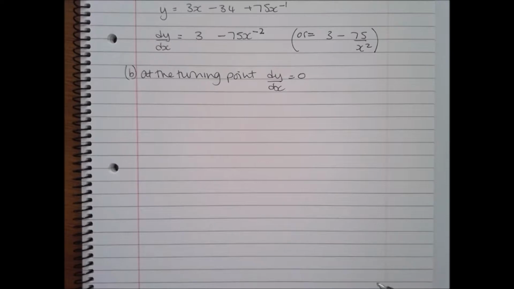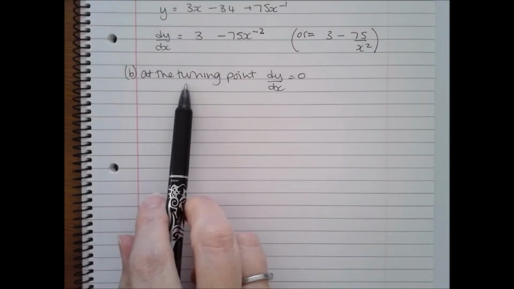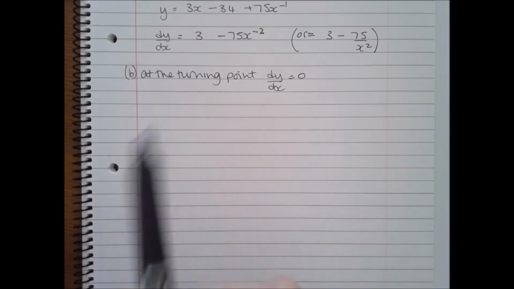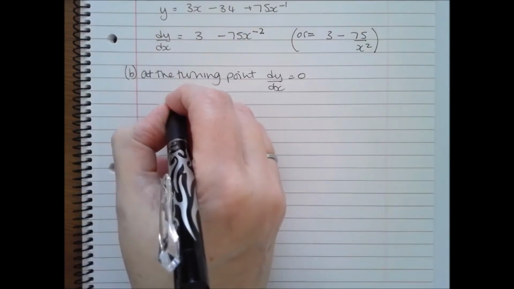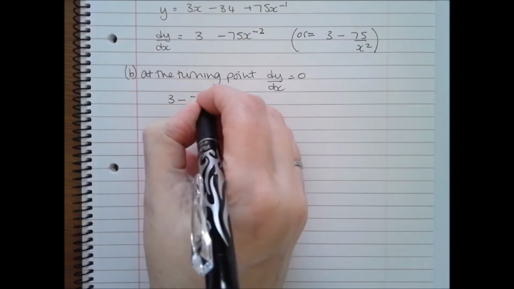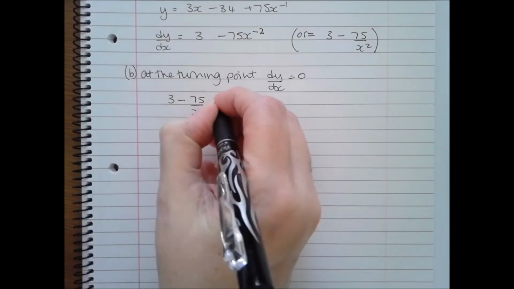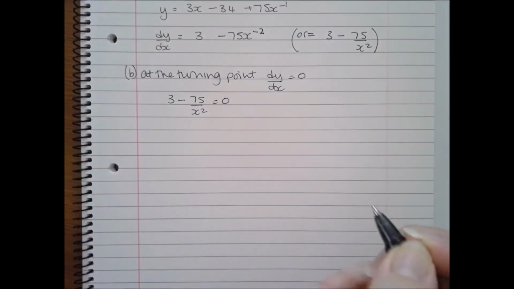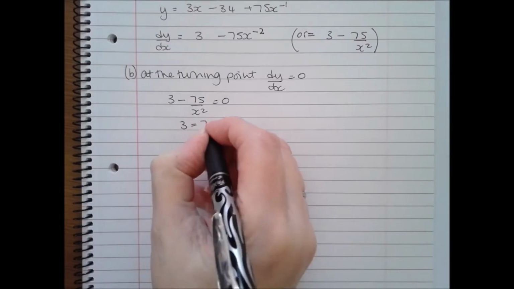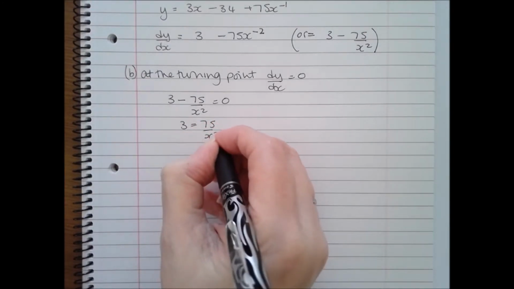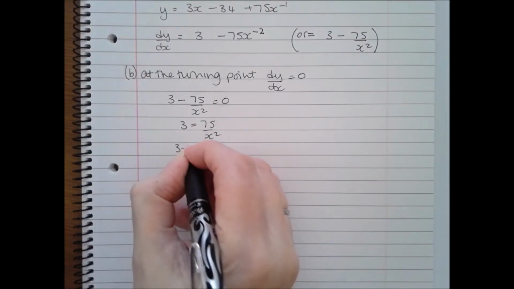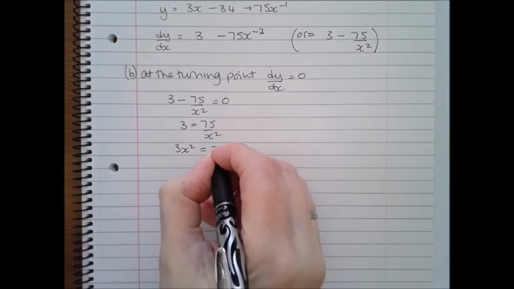Part B asks us to find the coordinates of the turning point, so we know that at the turning point dy/dx equals 0. So 3 minus 75 over x squared is equal to 0. So 3 is equal to 75 over x squared. If I multiply through by x squared, 3x squared is equal to 75. And x squared is 75 divided by 3, which is 25. So x is going to be 5.